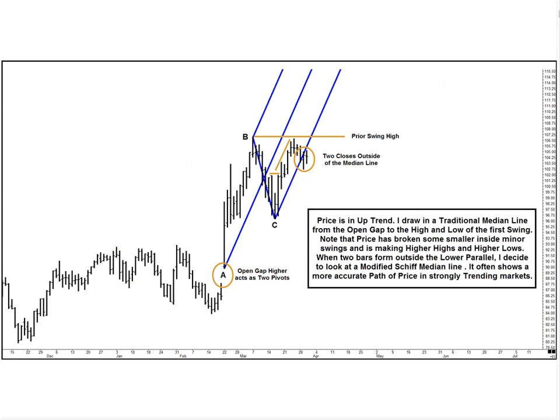All right. Price is in an uptrend. You can see we've made a low here, higher high, come back, can't make anything near a lower low. Take out this high, can't make a new lower low. Now we're trading in a range.